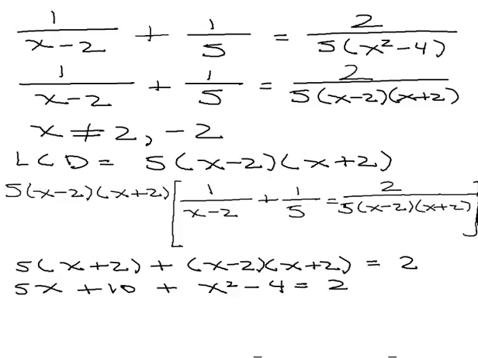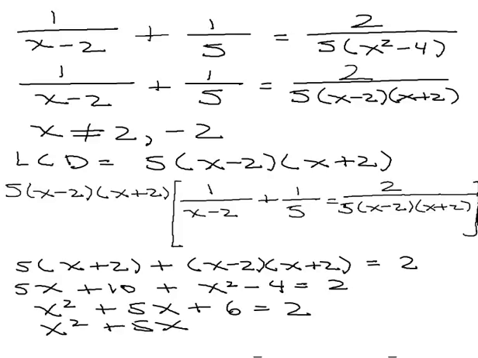Now we'll combine terms and put them in standard form, and so we'll end up with x squared plus 5x plus 6 equal to 2. And because this is a quadratic equation, what we need to do is make one side 0. So we'll subtract 2 from each member. We end with x squared plus 5x plus 4 is equal to 0.